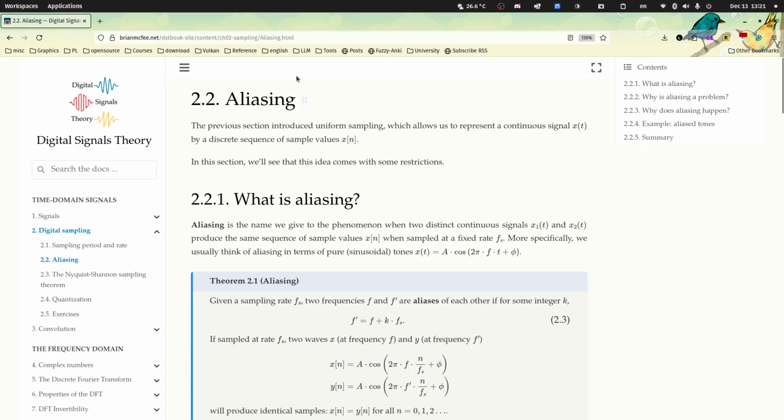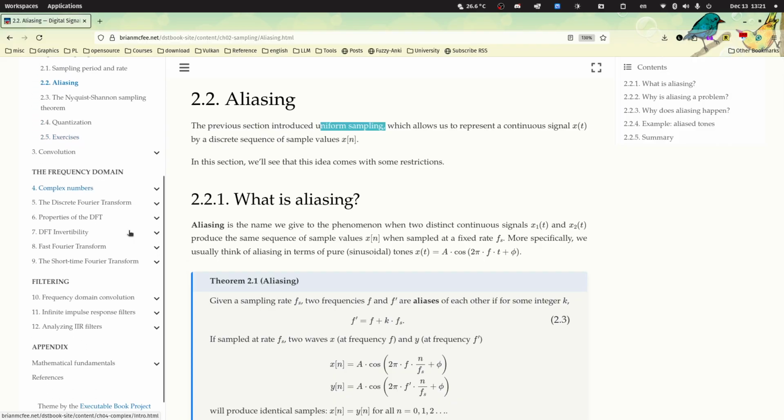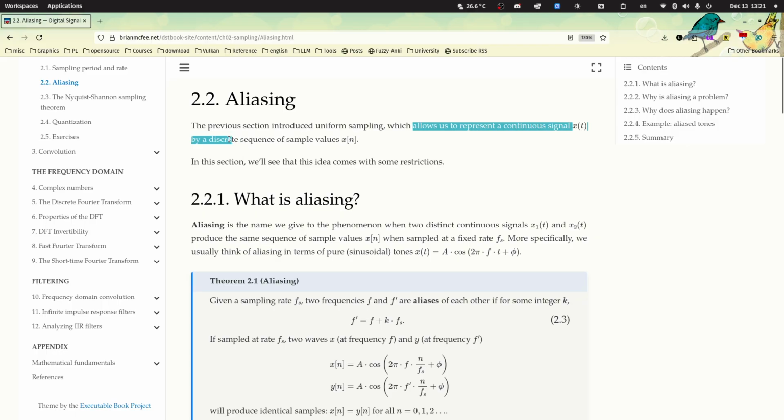Aliasing. So we start to say something very relevant to graphics now. In the previous section we introduced uniform sampling, which allows us to represent a continuous signal by a discrete sequence of sample values. But this idea comes with some restrictions.